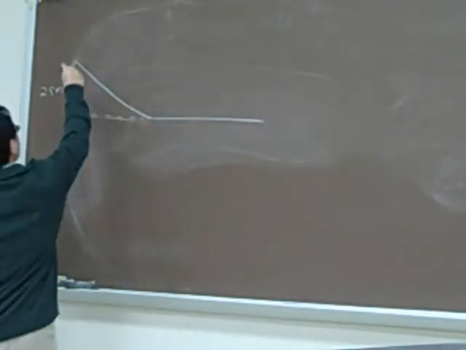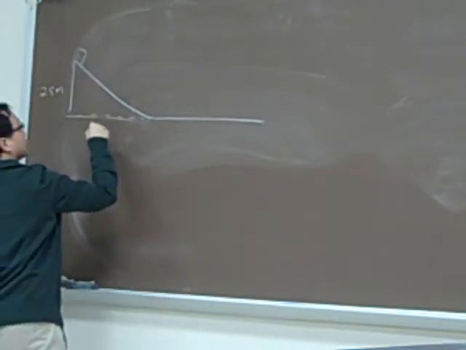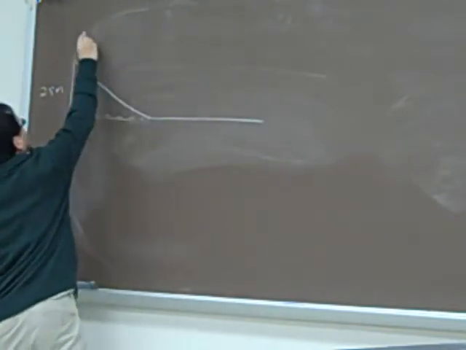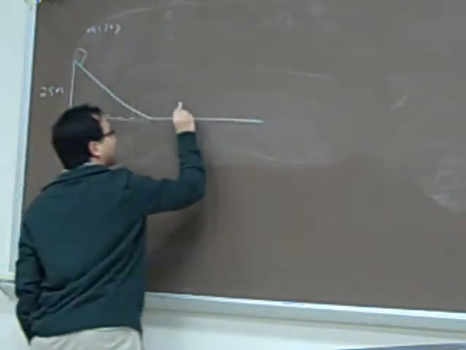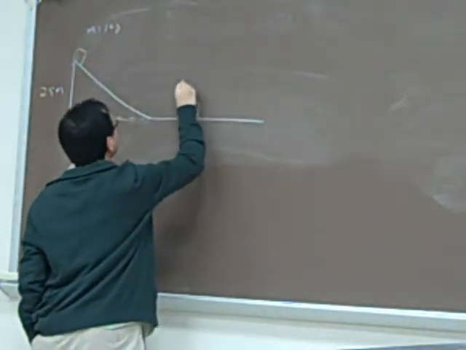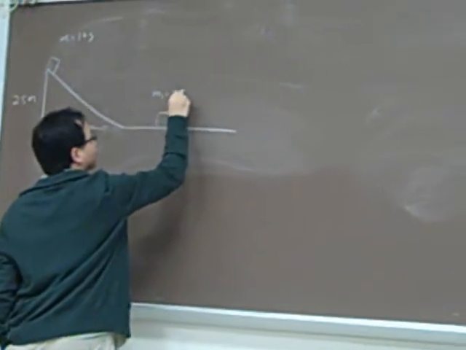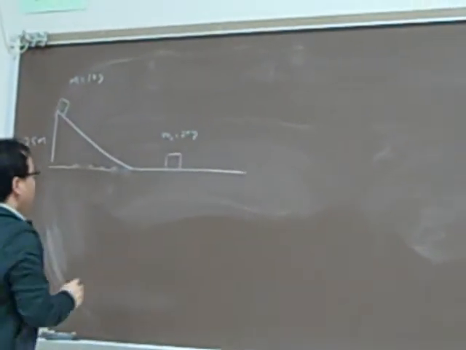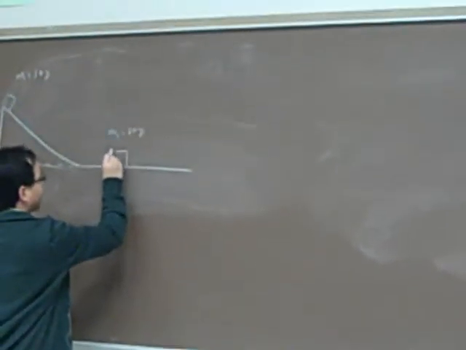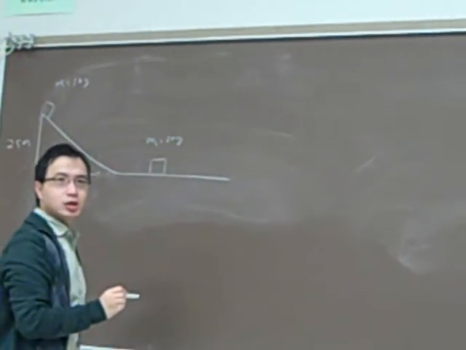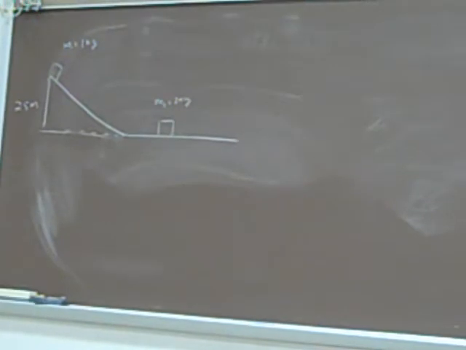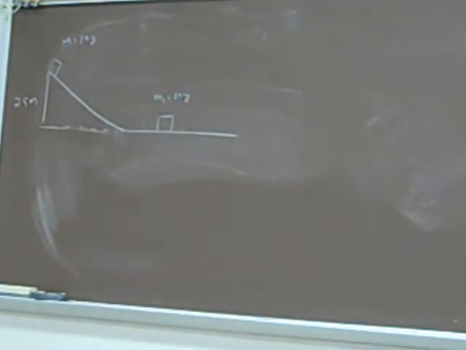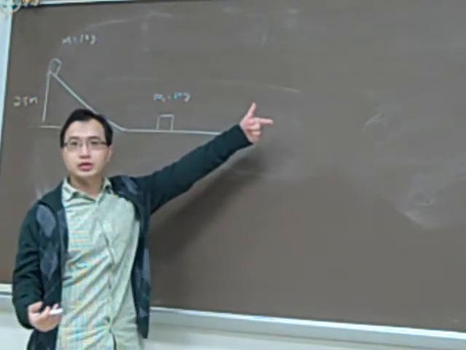So you have block 1 released here, M1 equals 1 kilogram. You have block 2 here, M2 equals 2 kilograms. So there will be some collision happening here. After that, the block 2, okay, after collision, the block 2 will acquire some velocity and move forward.